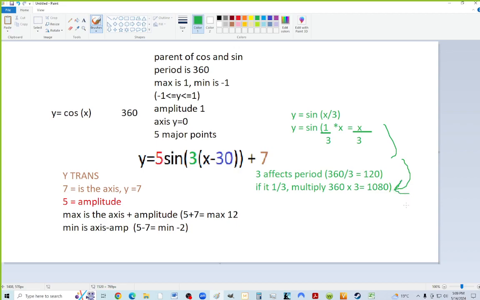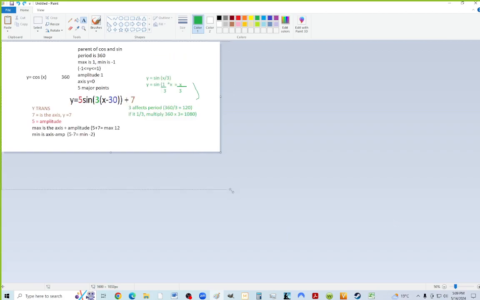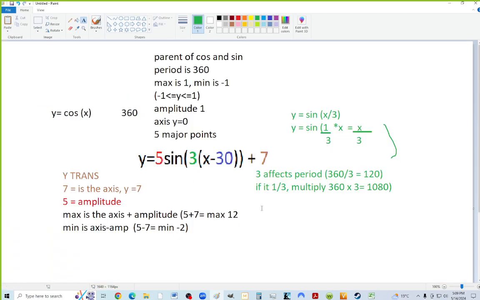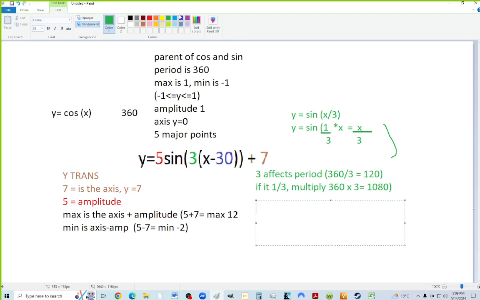You would multiply the x by 3? Yeah. Wait, would you multiply the x or the 360? The 360. And then actually all your x values, your 5 major points. So let's put that down here. I'll put the actual things you do, the x values, down below. But this is just to figure out how it affects the period. And finally, this blue 30 is a horizontal shift 30 to the right.